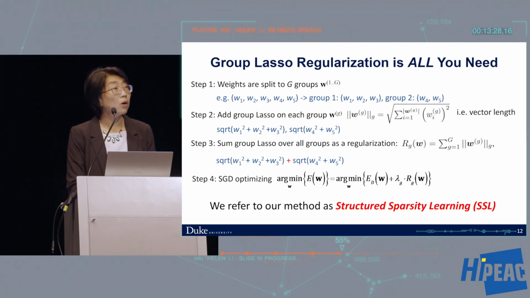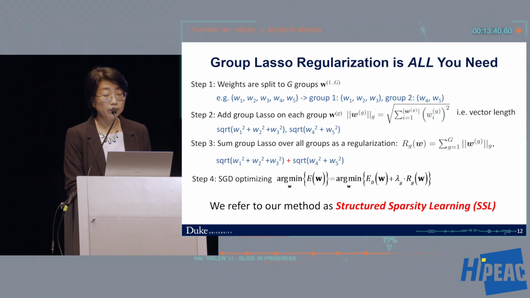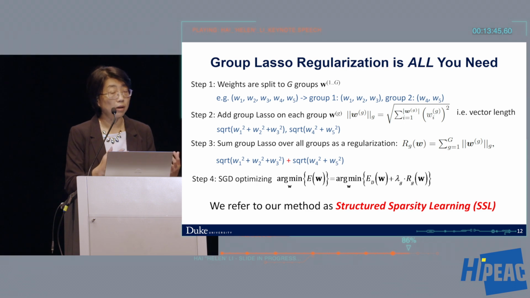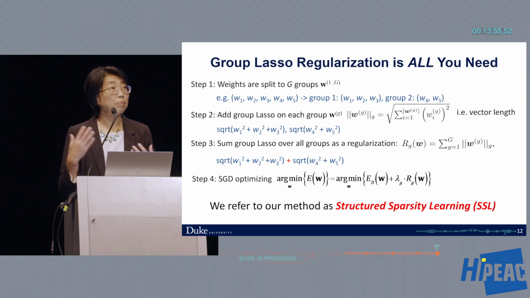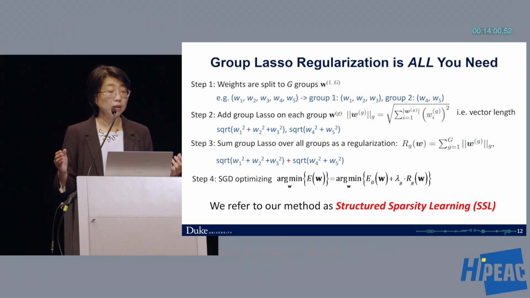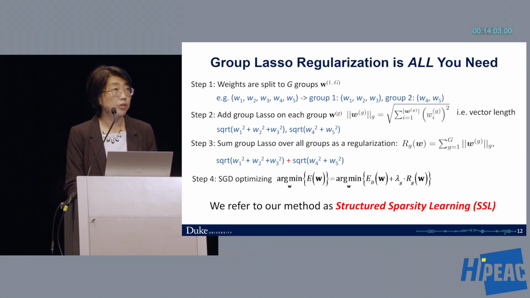So at the bottom here, as you can see, when we apply SGD, stochastic gradient descent optimization, usually we have one term, the loss term, and with the regularizers, we can plug them in. Together, the loss term helps to improve the accuracy of the model, while the regularization term guides the pruning process and ensures the weights are pruned by groups. This is our methodology, and we call it structured sparsity learning, SSL.